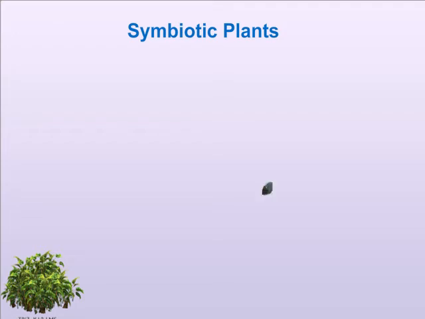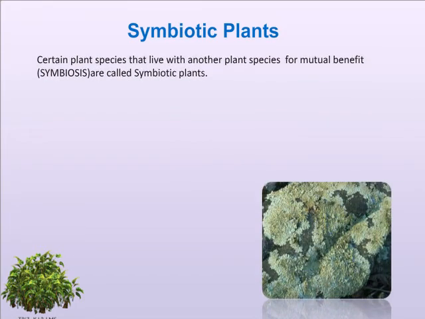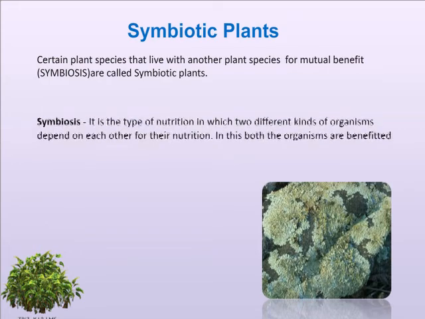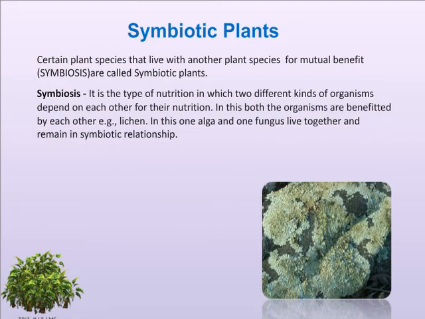Symbiotic plants. Certain plant species that live with other plant species for mutual benefit, symbiosis, are called symbiotic plants. Symbiosis is the type of nutrition in which two different kinds of organisms depend on each other for their nutrition. In this, both the organisms are benefited by each other. Example, lichen. In this, one alga and one fungus live together and remain in a symbiotic relationship.